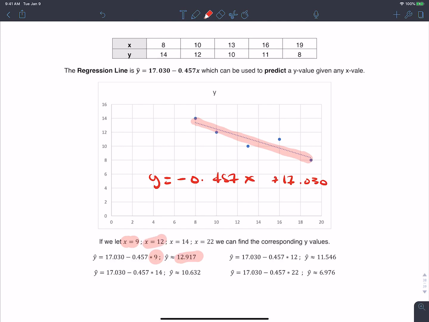And I say, what happens when x is 12? Okay, plug in 12, you get the y value being 11.546. What happens when x is 14? You plug in the 14, and you get y to be 10.632. And then what happens when x is 22? Well, plug in 22, you get y being 6.976. This is what we mean by being able to predict.